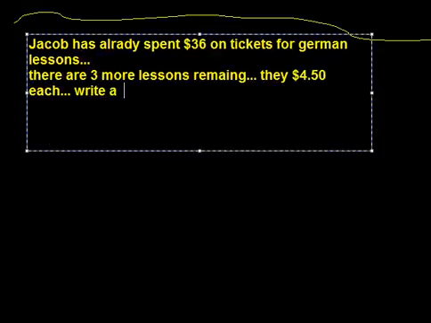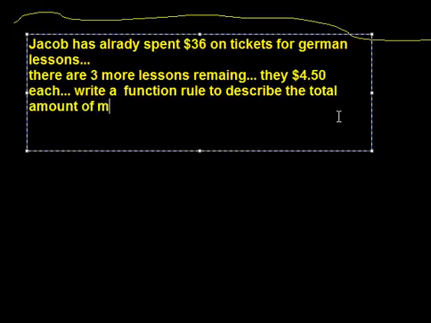Write a function rule to describe the total amount of money, and I'll do the $ sign there, the total amount of money that Jacob might spend on tickets for lessons. I'll just stop at tickets.